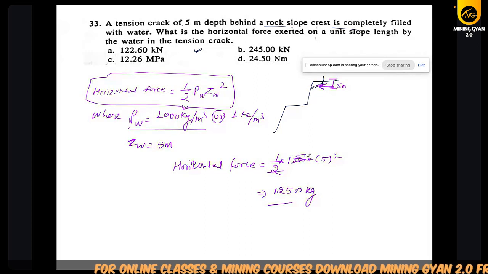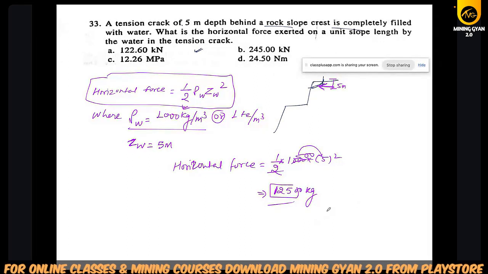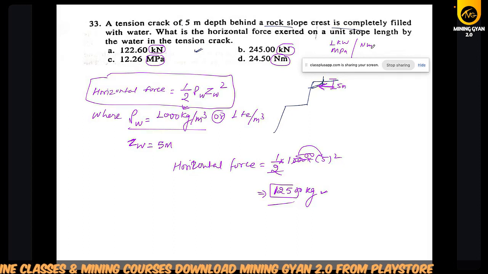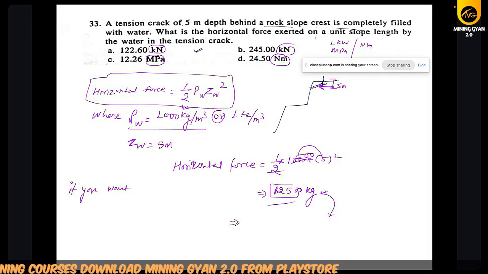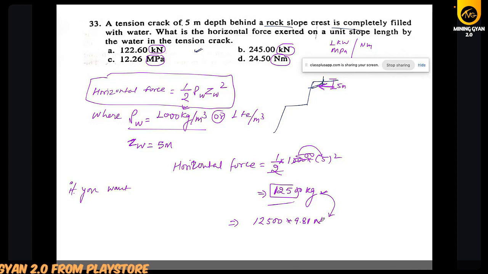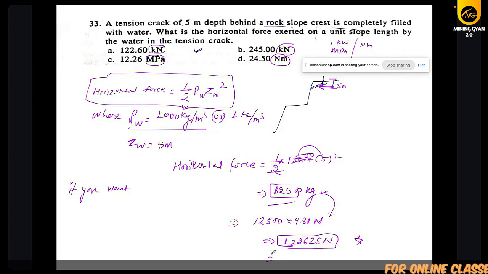So this is 125,000, and you will get it in kg, but the options are all in different units, so you should try to remember these units. What is MPa? What is Newton per meter? If you want to convert from kg, then you have to multiply 125,000 with 9.81 to get Newton. When you multiply, you will get this value. And if you want kilo Newton, then you divide by 1000.